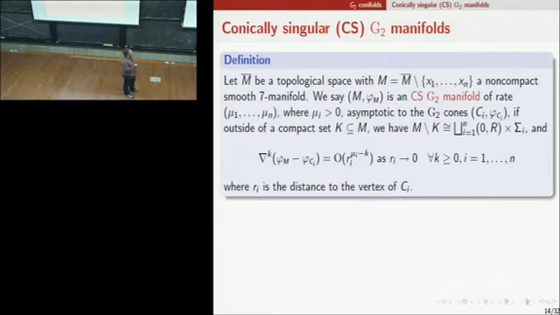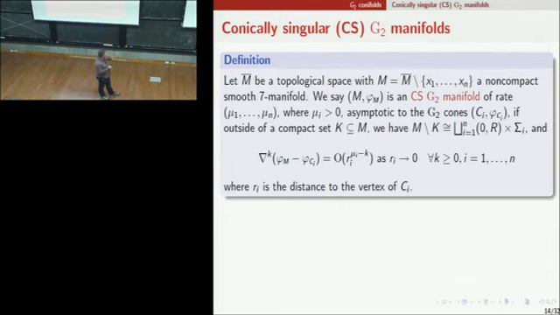So this non-compact part, we're going to call this a conically singular CS G2 manifold of rate mu1 up to mu(n), where these are now positive, asymptotic to the G2 cones Ci, phi Ci. Again, outside of a compact set, the set theoretic difference is just a disjoint union of a bunch of neighborhoods of the origins of those cones.